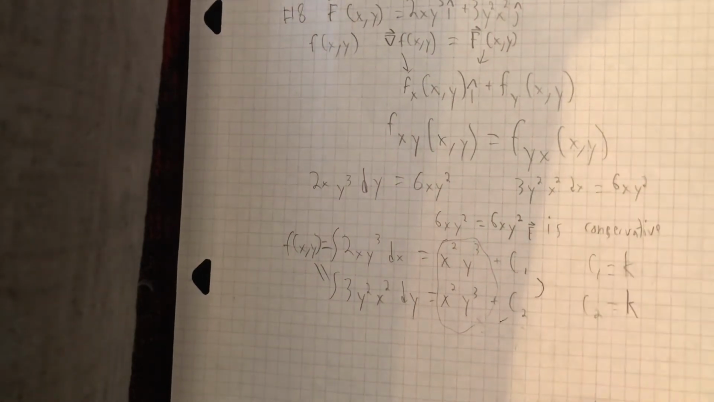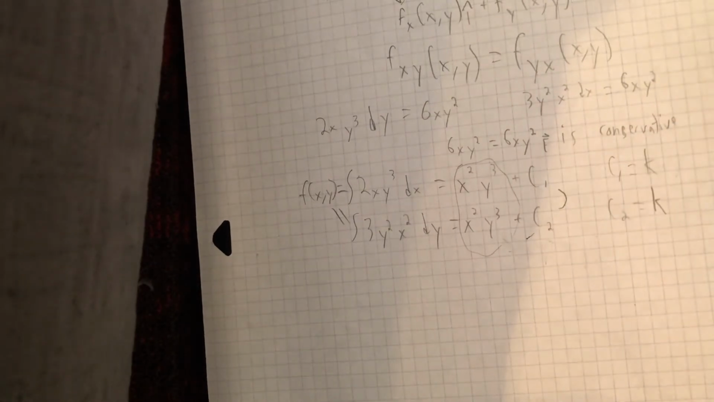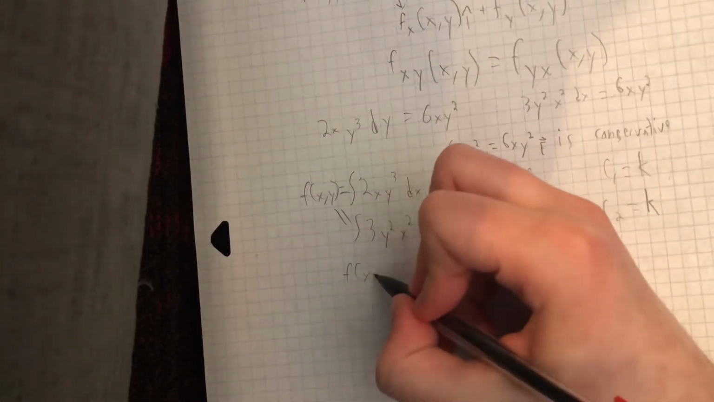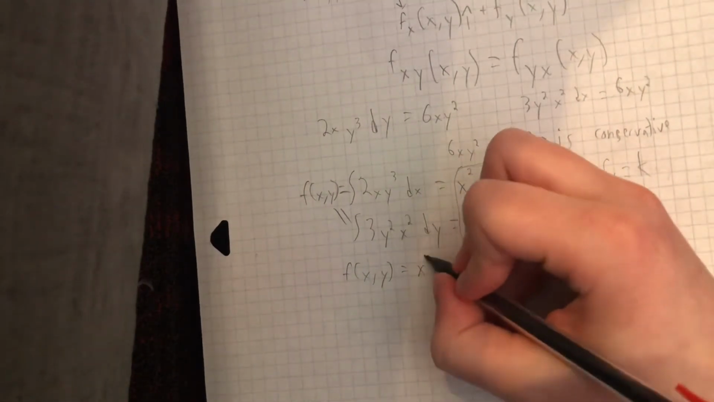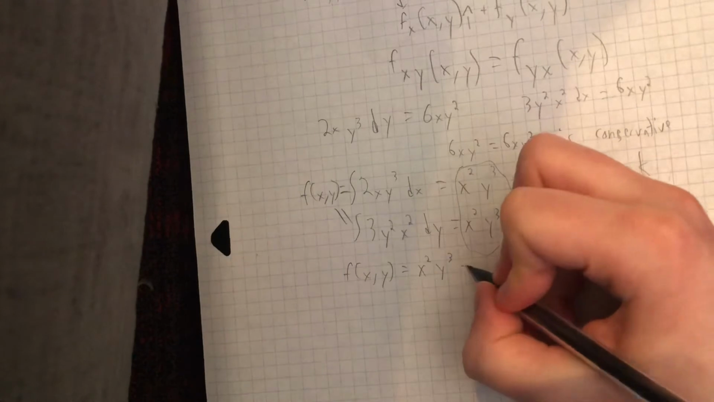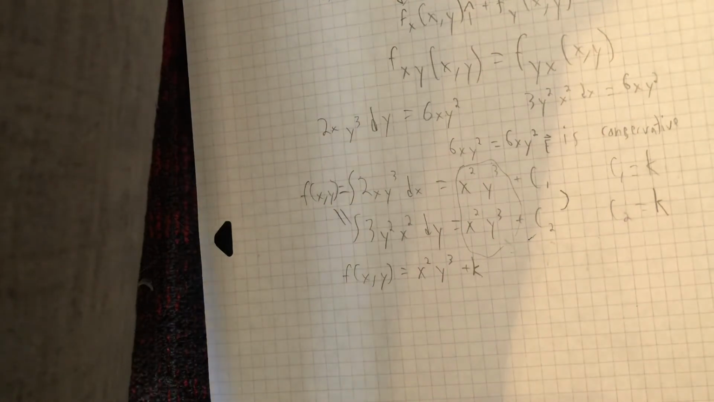So c2 equals k, and that means our final function, plugging in the values for either c1 or c2, is f of x comma y equals x squared y cubed plus k, where k is a constant. And that is the answer to number 8.